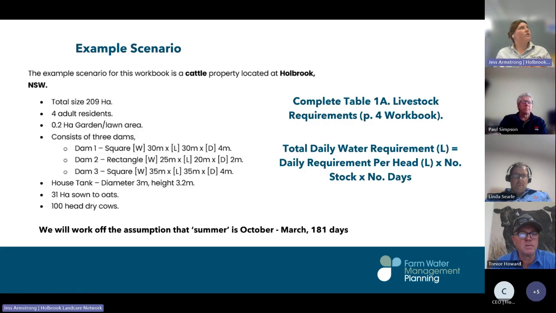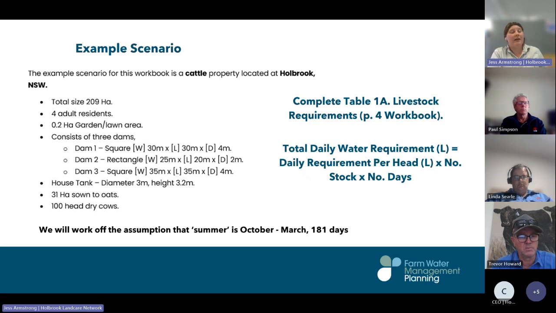All right, so we're going to look at the first activity, which is going to be calculating or quantifying our livestock drinking requirements. This is our example scenario farm. So we're looking at a cattle property located here at Holbrook. It is a total size of 209 hectares. The house has 4 adult residents. Our garden, house area, lawn area is 0.2 hectares.